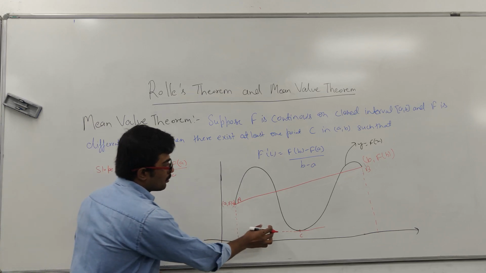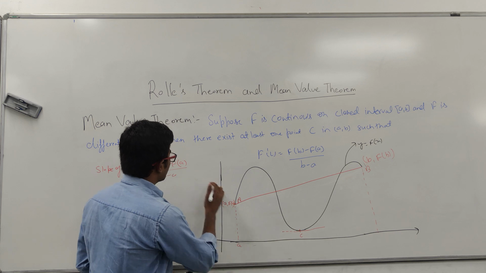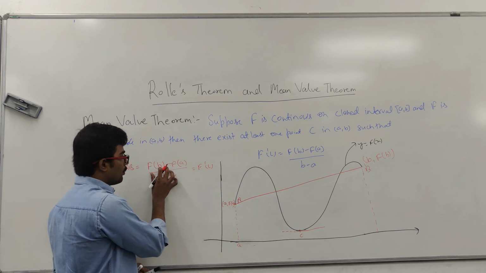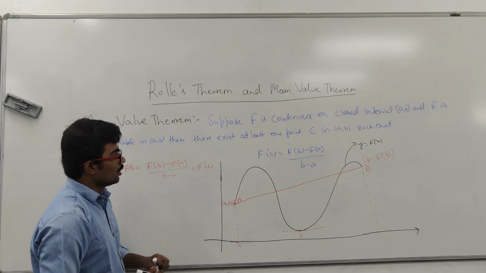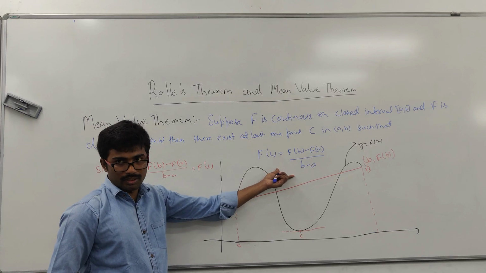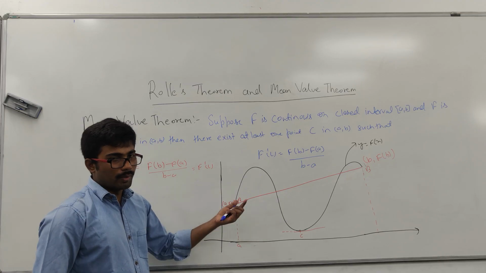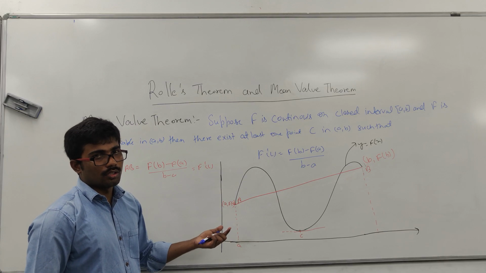Since both are parallel, therefore f dash C equals f of b minus f of a upon b minus a. That is what the mean value theorem says. So this is the geometrical meaning of the mean value theorem. Now we will prove this theorem using Rolle's theorem.